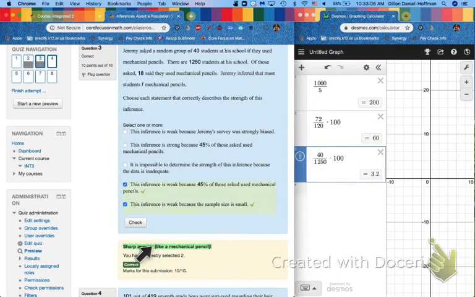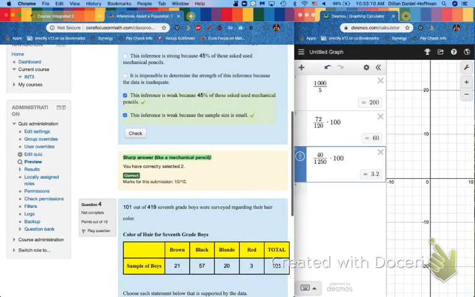And look what it says. Sharp answer, like a mechanical pencil. Oh, I love puns that are so bad they have to explain it.